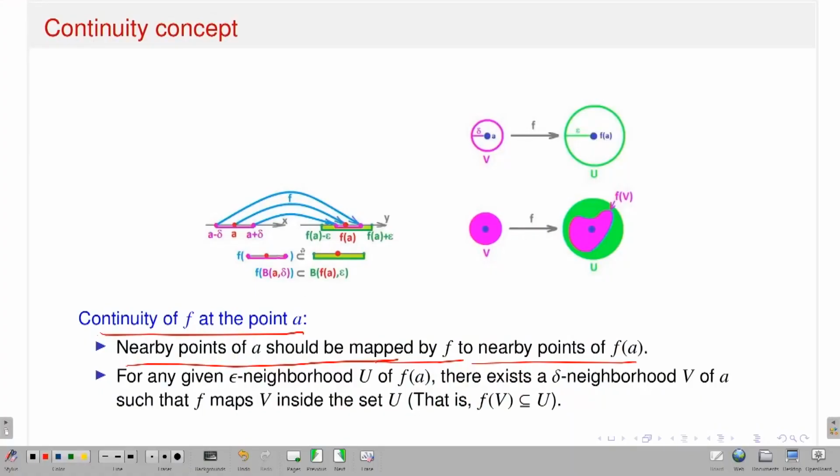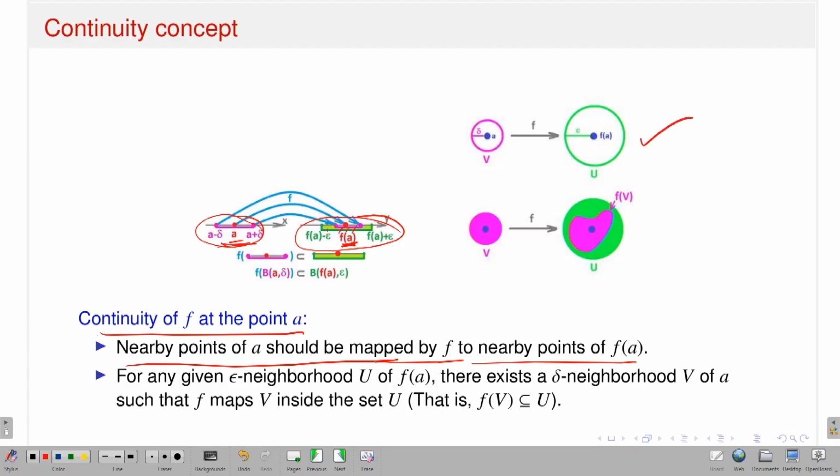Suppose for example here I have a point A, and I have a point f(a) here. Given epsilon, consider the neighborhood of f(a): f(a) minus epsilon, f(a) plus epsilon. Then there is a corresponding neighborhood a minus delta, a plus delta, such that the value of f on this full interval should be fully contained in here. That's exactly what I have written.